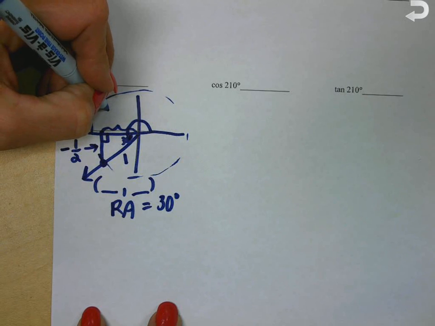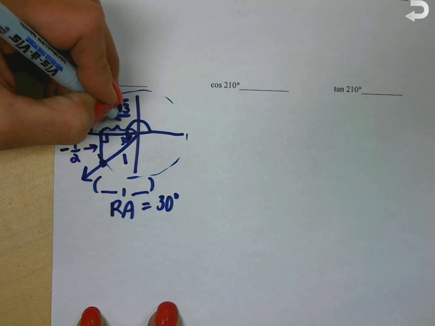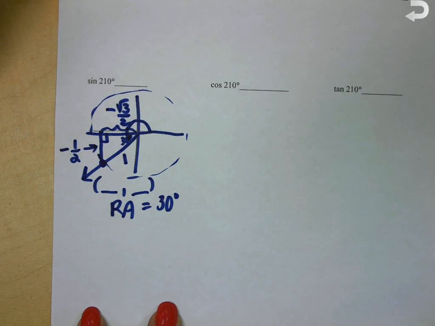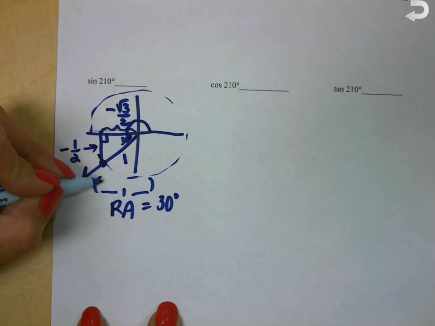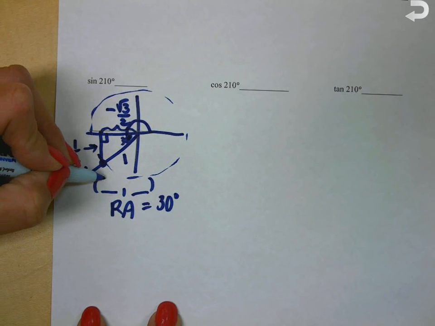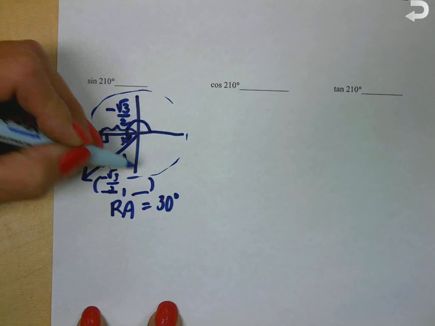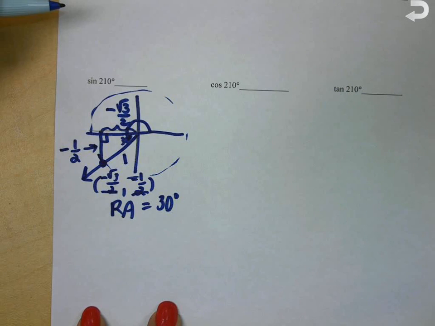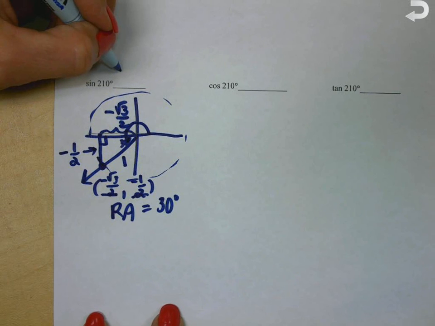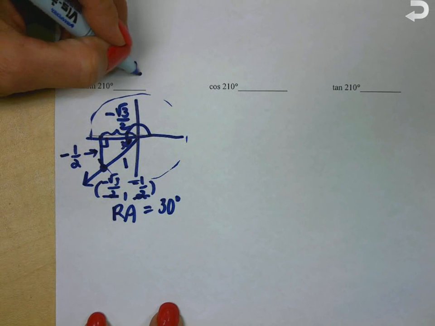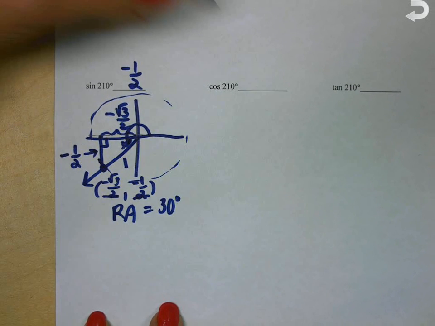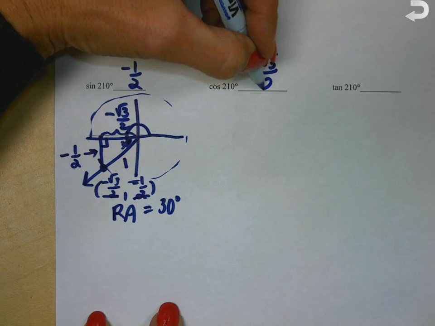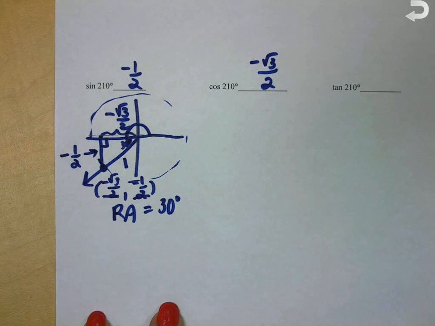This side is your x-coordinate. It is also negative, and that is going to be the negative square root of 3/2. So now I know that the x-coordinate for that point, if I rotate around the unit circle 210 degrees, would be negative square root of 3/2. The y-coordinate would be negative 1/2. So the sine is going to be the y-coordinate, negative 1/2. The cosine is going to be negative square root of 3/2, which is the x-coordinate.